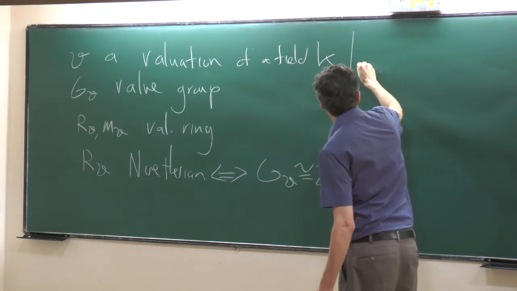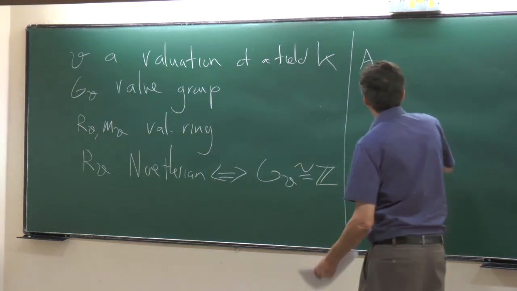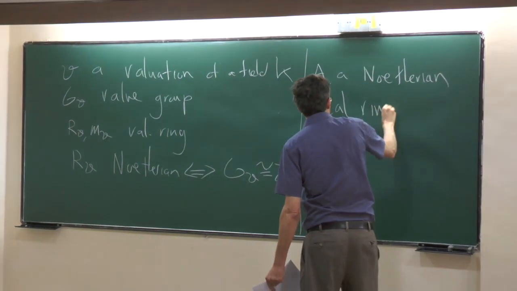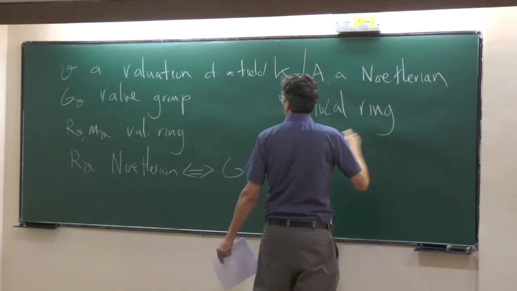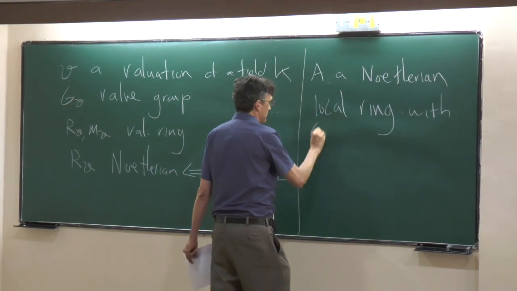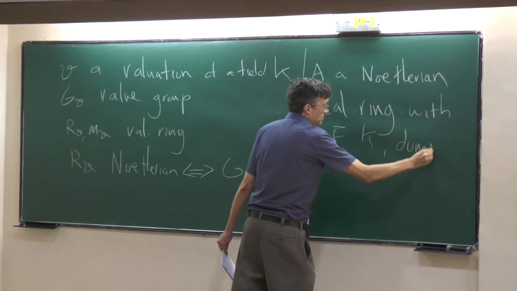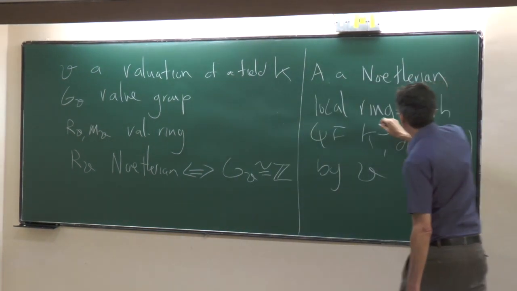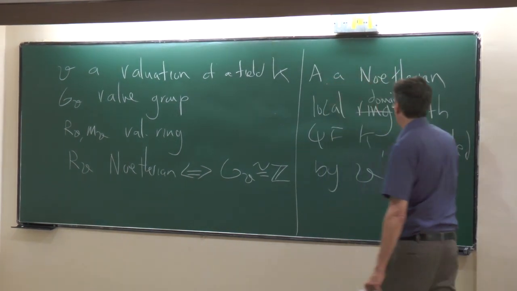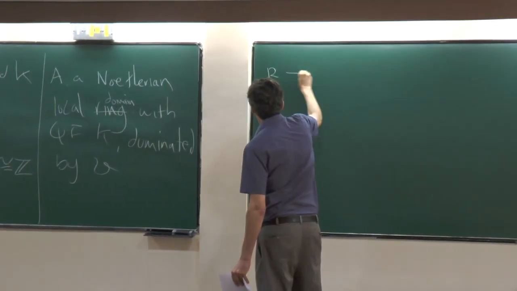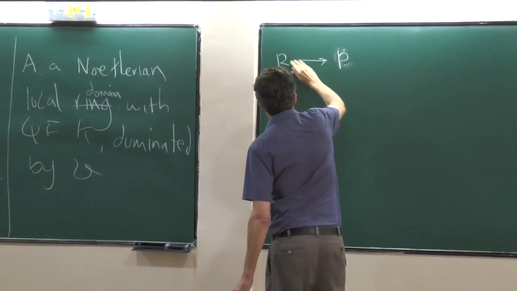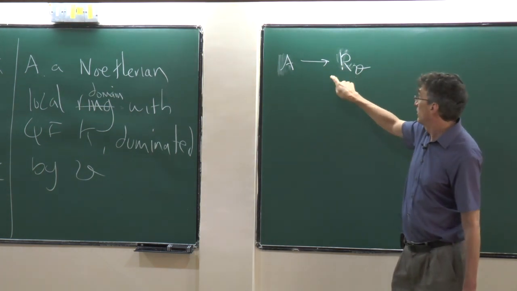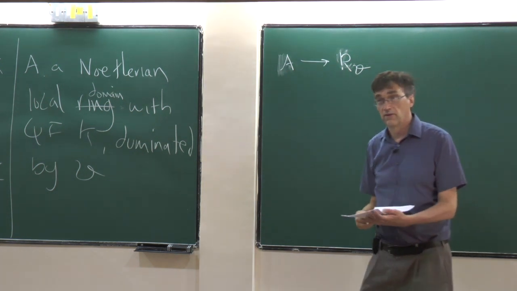Okay, so then tying in with Noetherian commutative algebra, I'll take A to be a Noetherian local ring, with the same quotient field K, and which is dominated by the valuation. So what that means is that, I guess I should say a domain, otherwise it won't have a quotient field. And that means that basically I'll represent this by a picture diagram like this, an arrow. And I also convey in this that not only is there an inclusion here, but the maximal ideal contracts to the maximal ideal here. That's the relation of dominance.